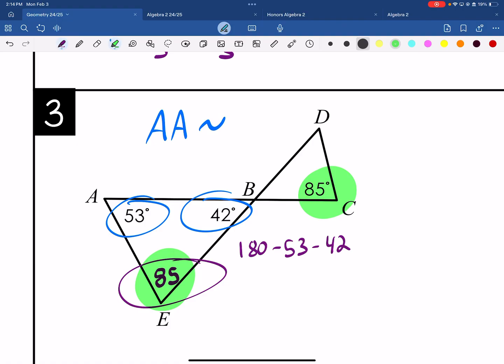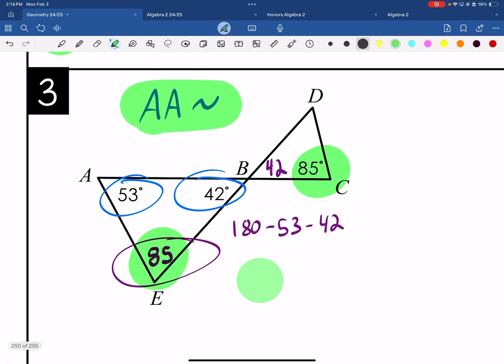Are there any other ones that are the same? 42 and 42, right? Vertical angles are congruent. I've got my angle. Don't even care about the other one. So it works. So we've got angle angle similarity, and that's the easy part. Now we have to write the similarity statement.